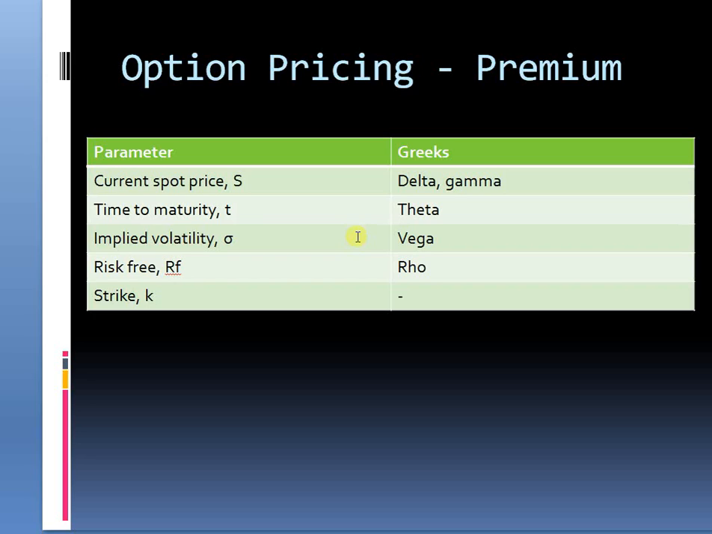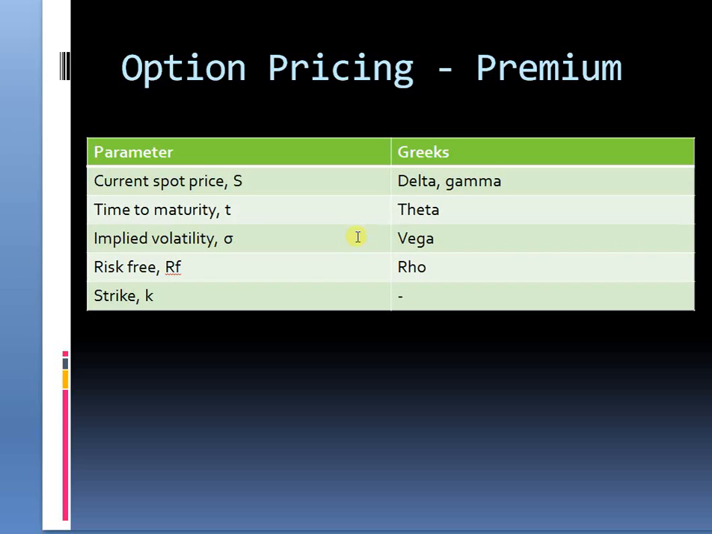Basically, it means what happens when all these underlyings change and what's the impact on the option price. The Greeks that we're going to talk about are delta and gamma, which refer to the changes in the spot price on the option price, and theta, vega, and rho. There's no Greek for strike because strike doesn't change.